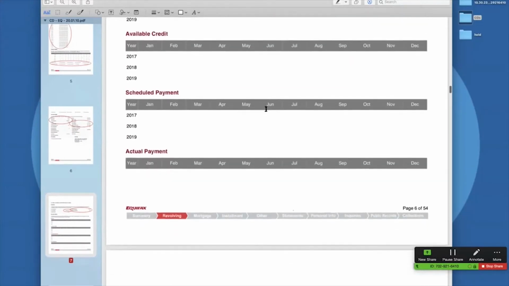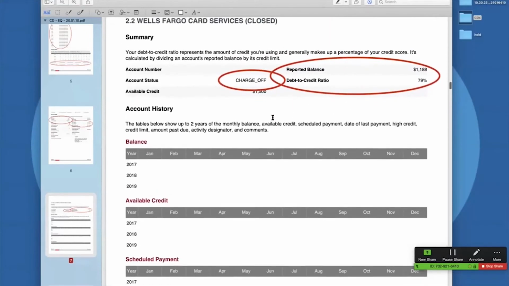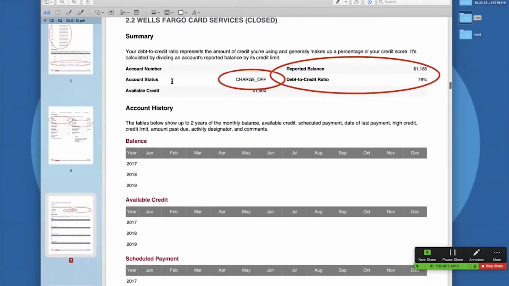You'll notice that now the pages are out of sync in copying and pasting it, but here's what I want you to see. The account status says charged off. Now you're not going to see any account numbers, or the account numbers are going to be truncated if they're here at all.